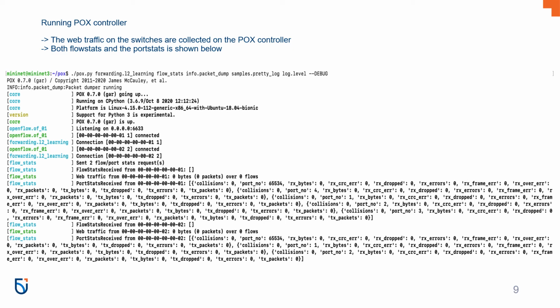The custom module used here is flowstats. The file should be placed in the ext folder of the POX controller to be invoked. This Python module is used to collect web stats on the switches by the POX controller. The module collects both flow stats and port stats as shown in the figure.